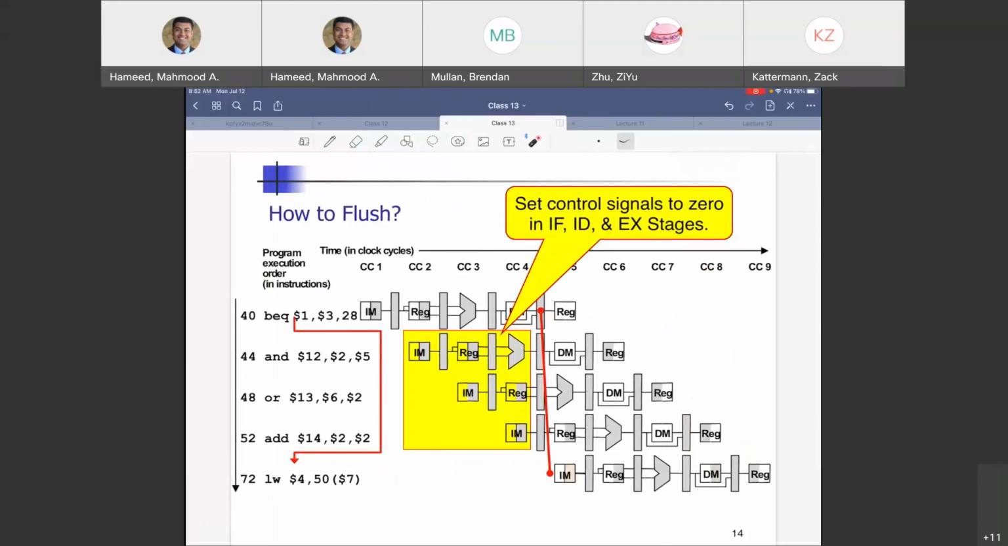Let's see. So we need to flush out all these 3 instructions from the pipeline. How do you flush them out? You set the control signals to 0 for the 3 instructions. One is IF, ID, EX, IF, ID, IF. So all these 3 stages, we are going to set the control signals to zeros to flush those 3 instructions out of your pipeline. And then from here, you work on the next instruction, which is your load word instruction. This is when you are actually taking the branch. That's how you would flush them out.